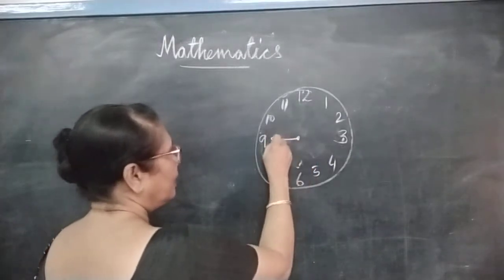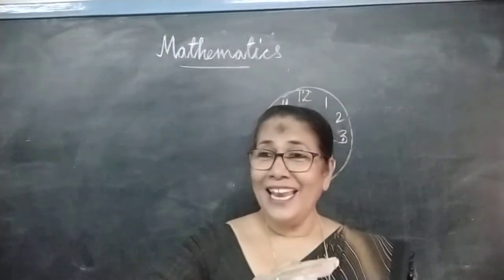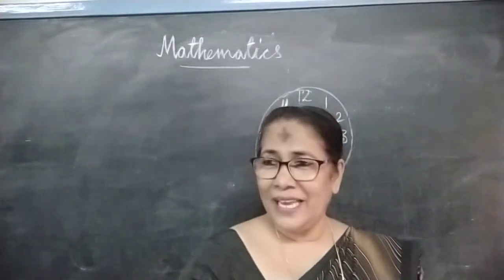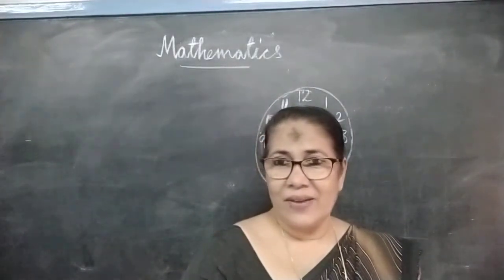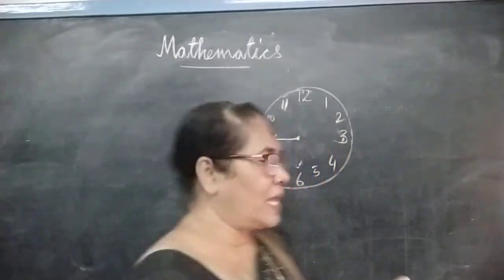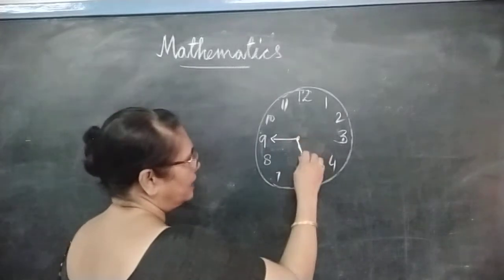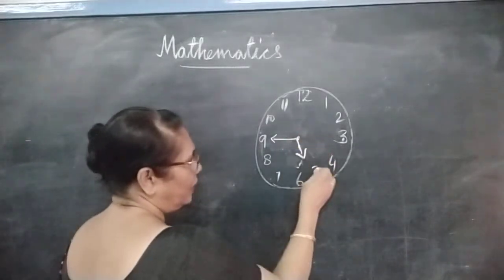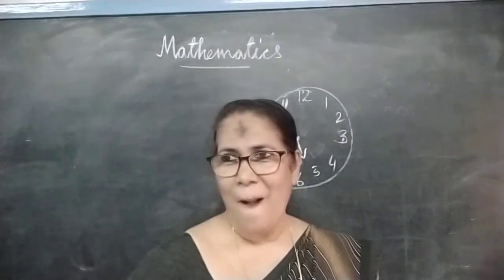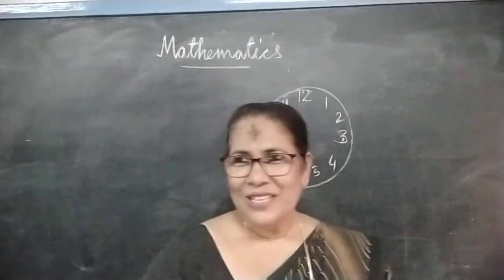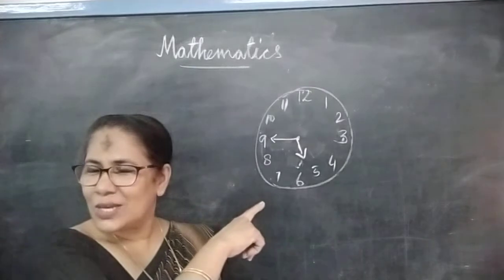Okay, this is 45. Now, where should the hour hand be? Between 6 and 7. So you draw the minute hand, and the hour hand between 6 and 7, or 5 and 7? Is this correct? Why is it not correct?